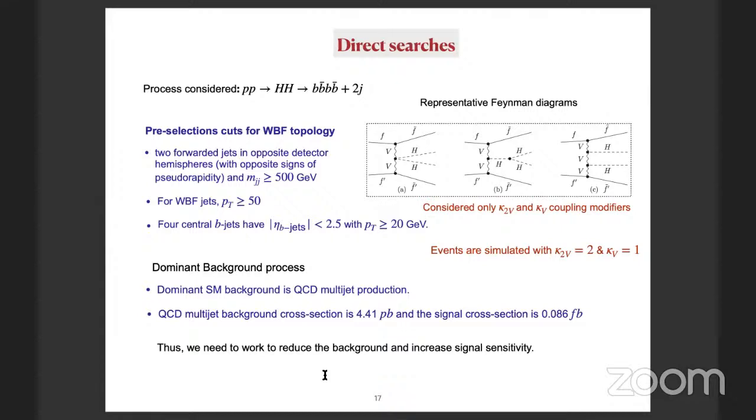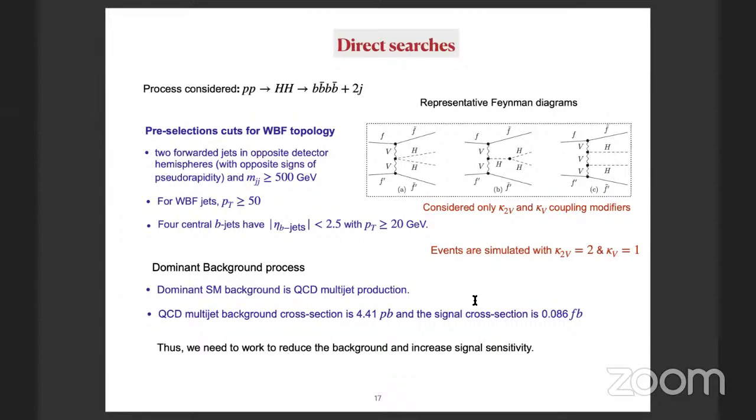As I already mentioned, kappa 2V appears from di-Higgs production via vector boson fusion. This is the particular process that we took, with the 4 Bs and the 2 forward jets. We incorporated some pre-selection cuts for the VBF topologies: we wanted the 2 forward jets in opposite detector hemispheres with their invariant mass greater than 500 GeV. For the B jets, we have taken their PT to be greater than 20 GeV. The events are simulated in MadGraph.